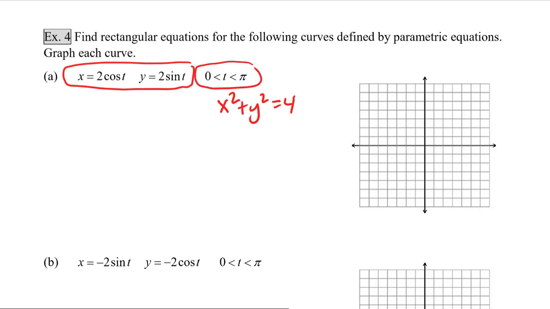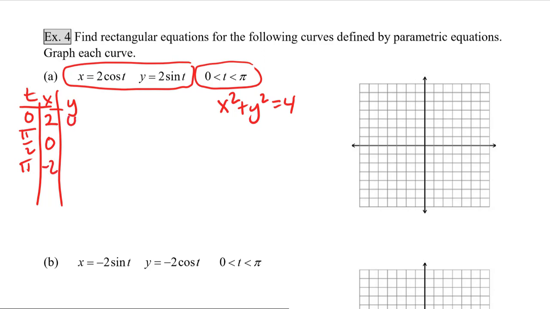So I'm going to plug in a 0 for t, a pi over 2, and a pi, and then I'm going to make a column for x and a column for y. And if I plug in a 0 for x, I get 2, then I get 0, and negative 2, and for y I get 0, 2, and 0. So I will plot these ordered pairs, 2, 0, 0, 2, and negative 2, 0, and then I have to stop.